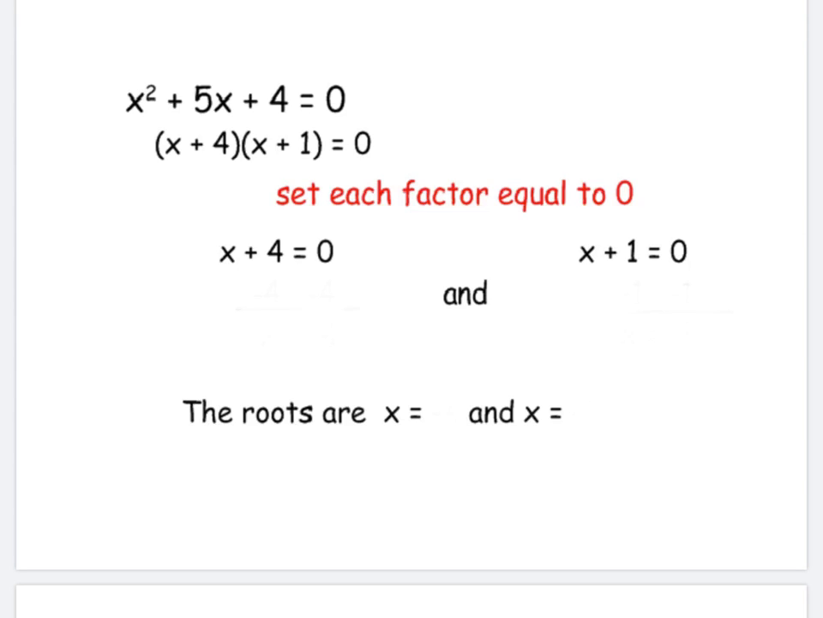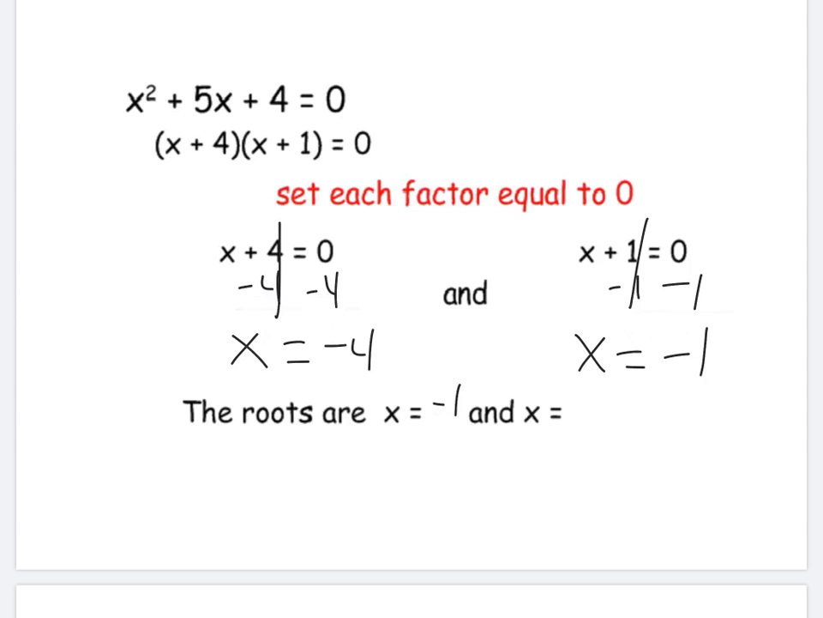So if I were to solve the first factor, x plus 4 equals 0, I would have to subtract 4 from both sides. Those two 4's would cancel each other out. I'm left with x being equal to -4. And this one I would subtract 1 from both sides. The 1's would cancel each other out, and I'd be left with x equals -1. So my roots are x equals -1 and x equals -4, just like it was with solving it with the quadratic equation.